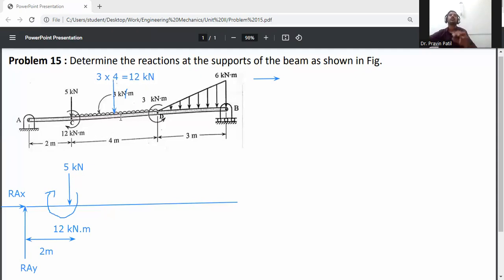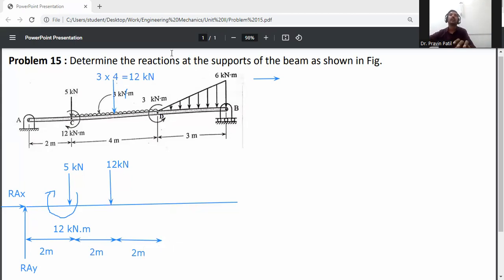Okay. So the UDL load is acted over the C to D distance, which is 4 meters. So that's why 12 kN will be acted in the downward direction. At what distance from C? 2 meters from C, and from D it is also 2 meters.